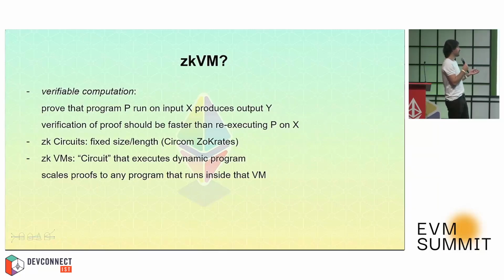Why do we care about zkVMs? Because it basically scales proofs to any program that runs inside that VM. So we don't have to write circuits anymore for every single custom piece of business logic. We can just write programs, usually in a higher-level language that compiles to that VM, and then we have a single circuit, which is the zkVM that runs these programs.